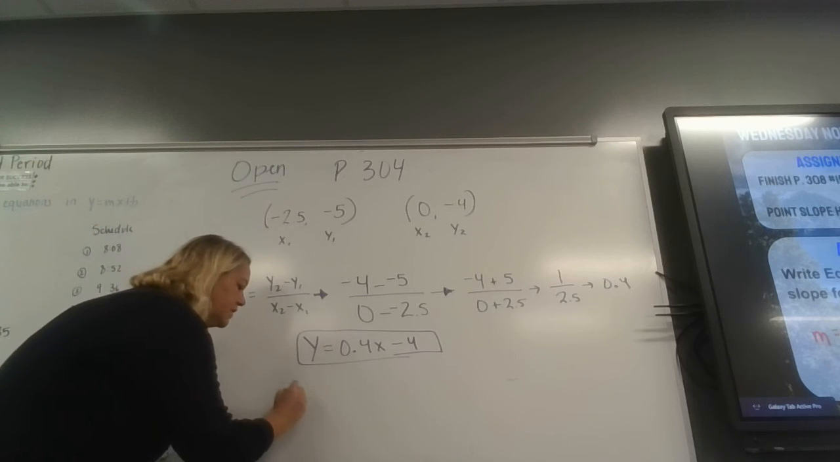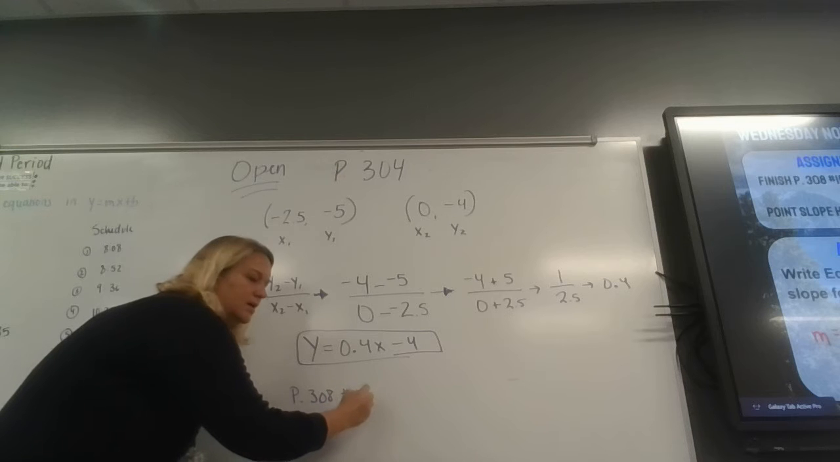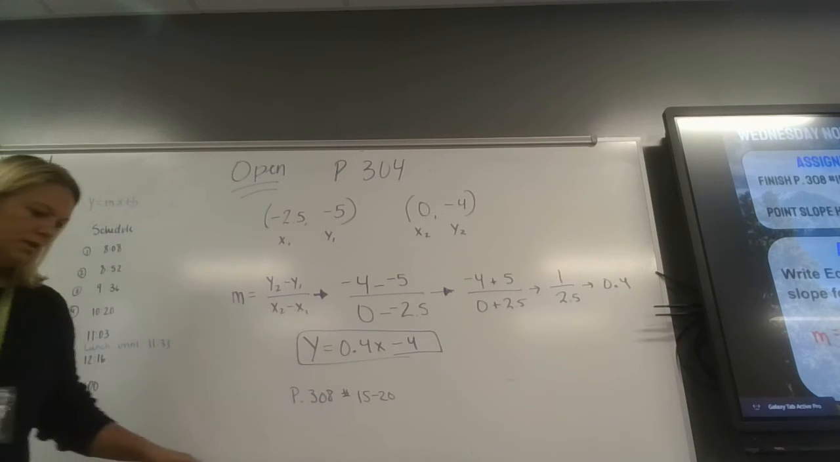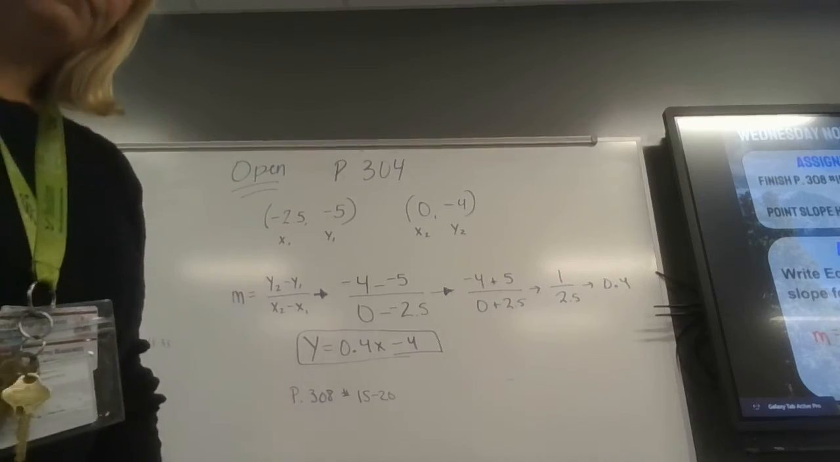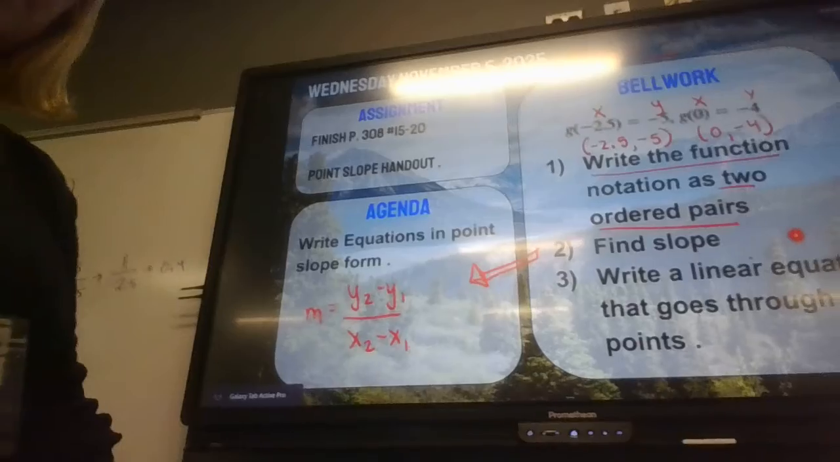And we're finishing right now. We're finishing on page 308, number 15 to 20 right now. And then we still have a handout, so we have a lot to do in this short class.